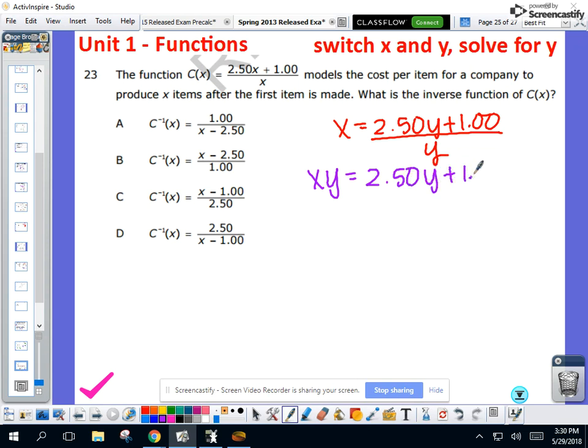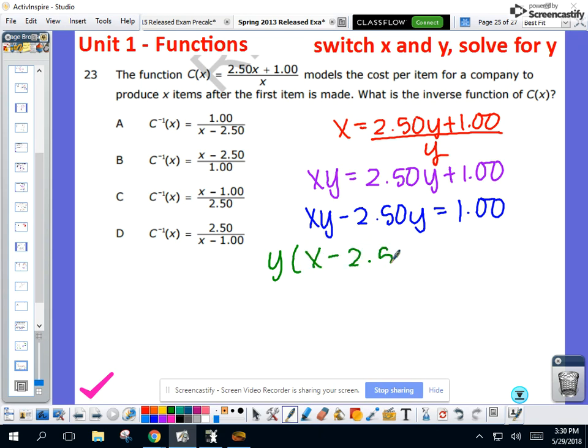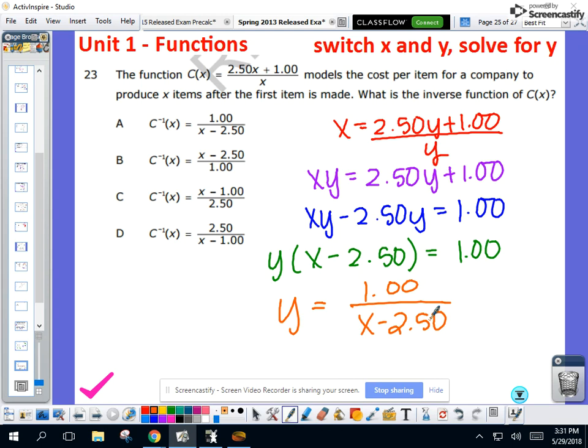250y plus 1. Get your y's on one side of the equation: xy minus 250y equals 1. Factor out the GCF, which is y, since that's what we're solving for, and get y alone. So divide both sides by what's in parentheses: y equals 1 divided by x minus 250. So y, or the inverse of this equation, is most closely represented by choice A.